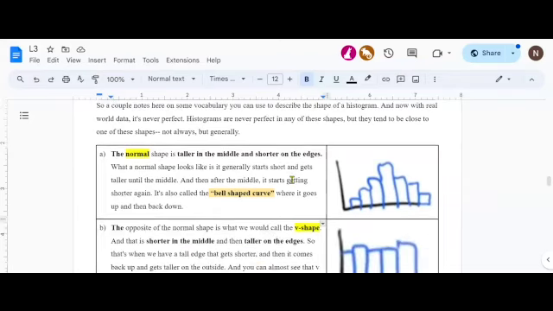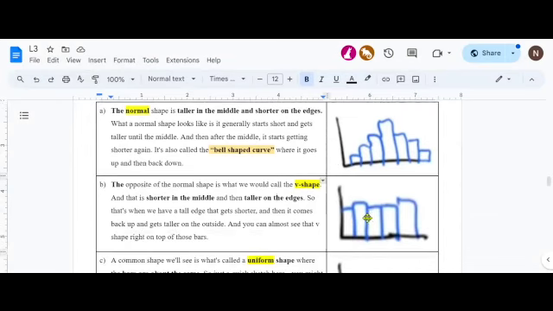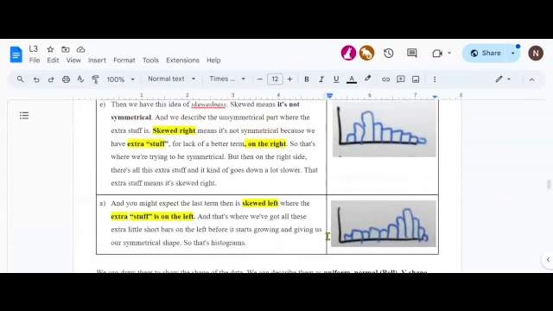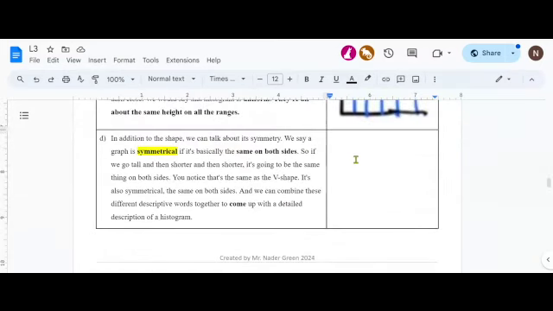So if you take a look at this histogram, if I draw a line like this, it looks like a bell shape. Okay. Another graph is this one. Okay, the picture of symmetry is not here. It's basically the same on both sides. So the left side equals the right side. Okay.